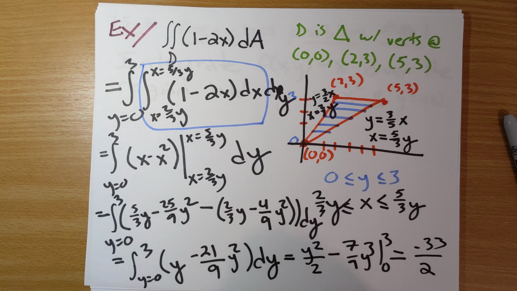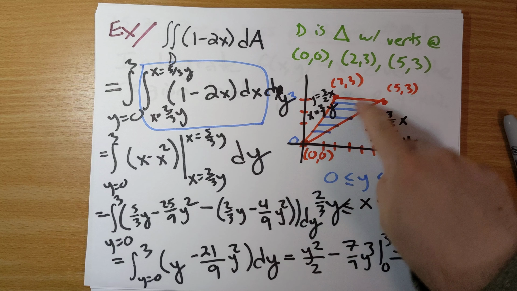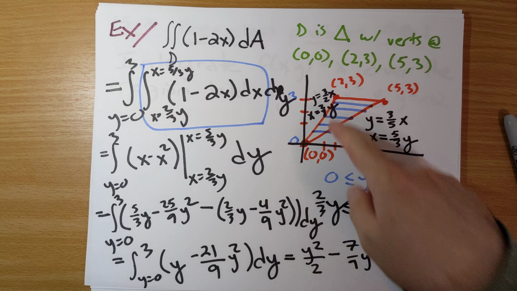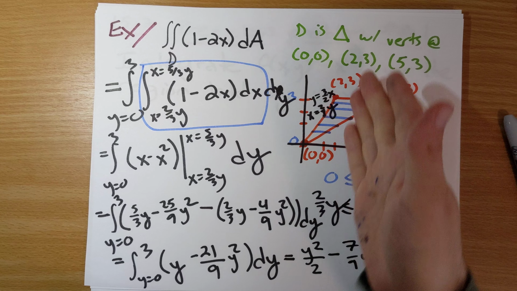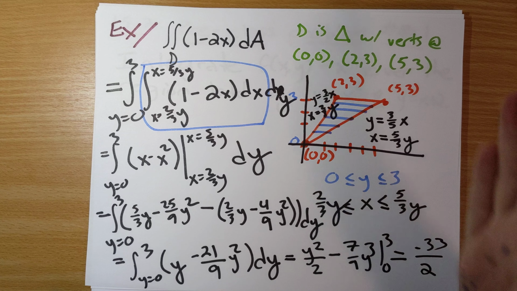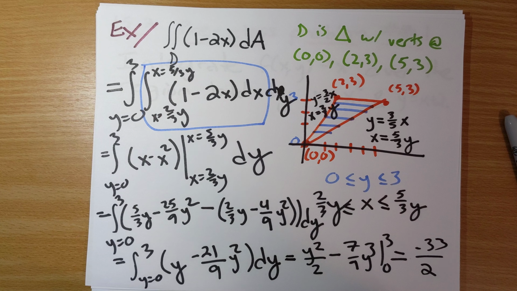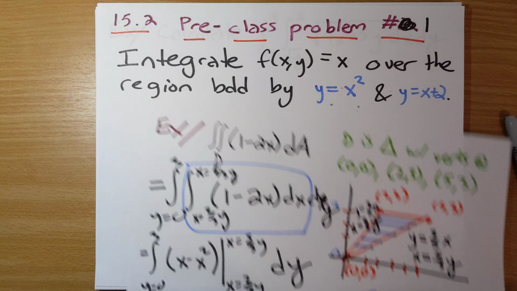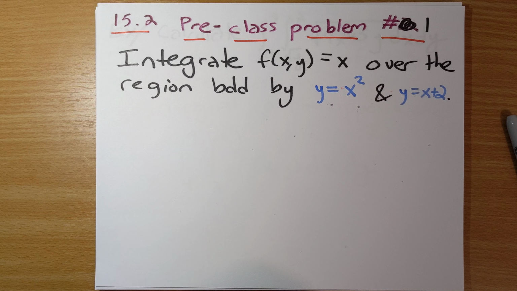So the moral of the story here is to think carefully about which way allows you, in this case slicing horizontally, which is probably not our default instinct. Our default instinct is usually to slice things vertically, not horizontally, but slicing this horizontally allows us to do this with one integration, not two.